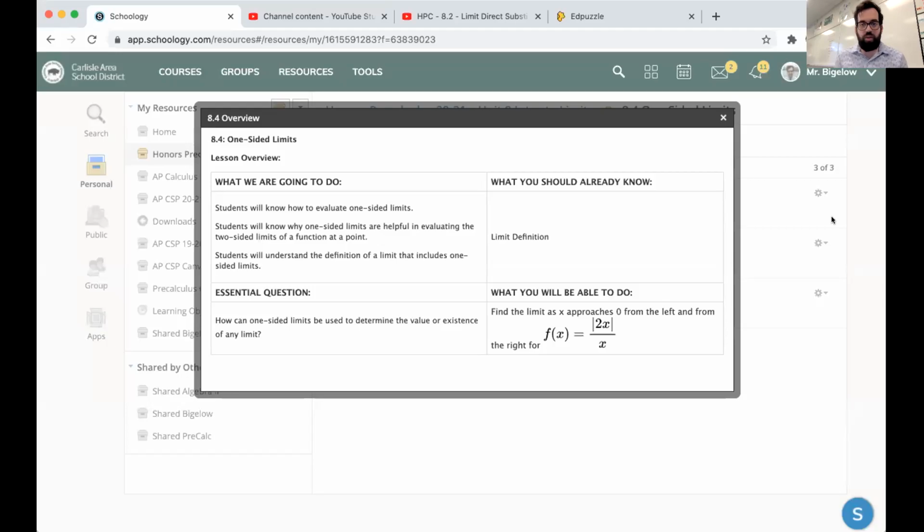Hey, Honors Pre-Calc. Today we're going to be learning lesson 8.4, one-sided limits. The essential question today is, how can one-sided limits be used to determine the value or existence of any limit? Here's what we're going to do.